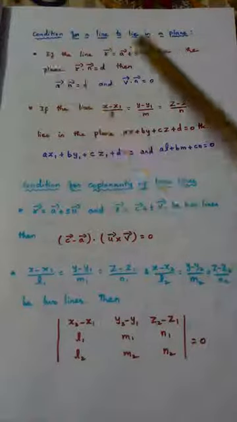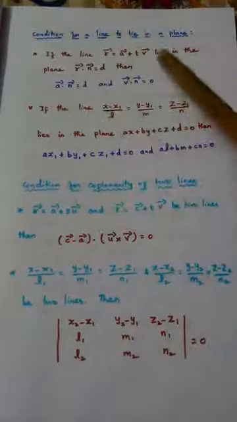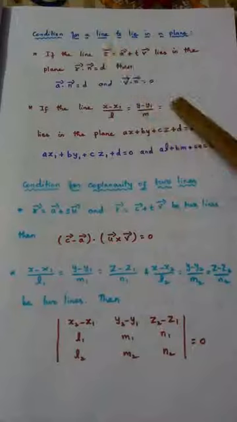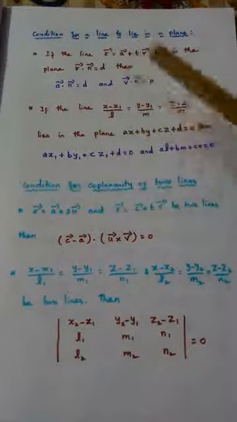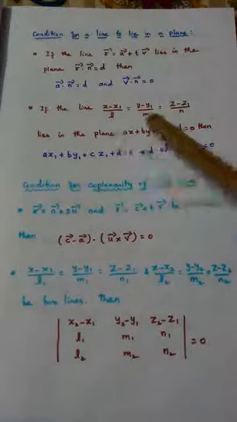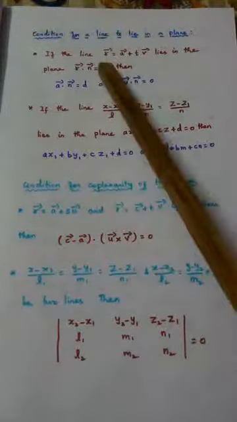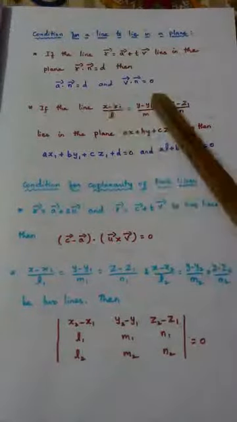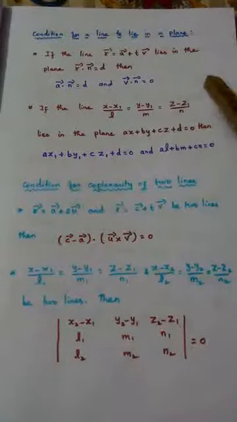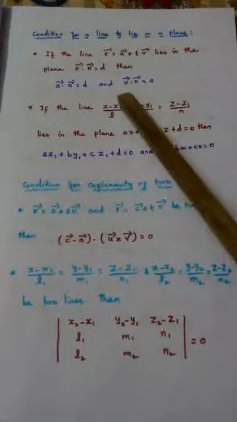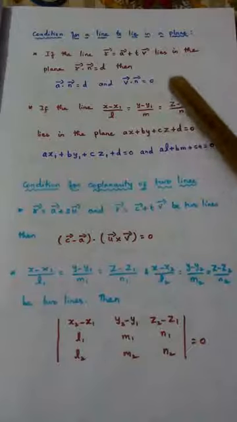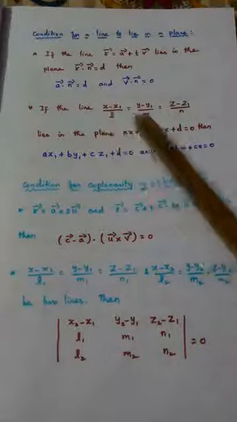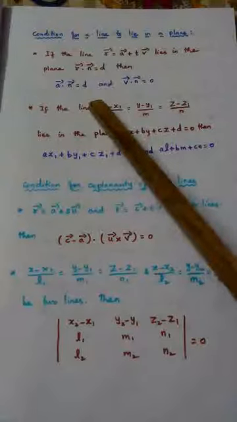So this is nothing but the vector equation. We are going to talk about the same thing in Cartesian equation. Here the line is given in vector form, and here the line is given in Cartesian form. (x minus x1) by L equal to (y minus y1) by M equal to (z minus z1) by N. Here what is x1, y1, z1? Point on the line. What is L, M, N? Parallel vector of the line.